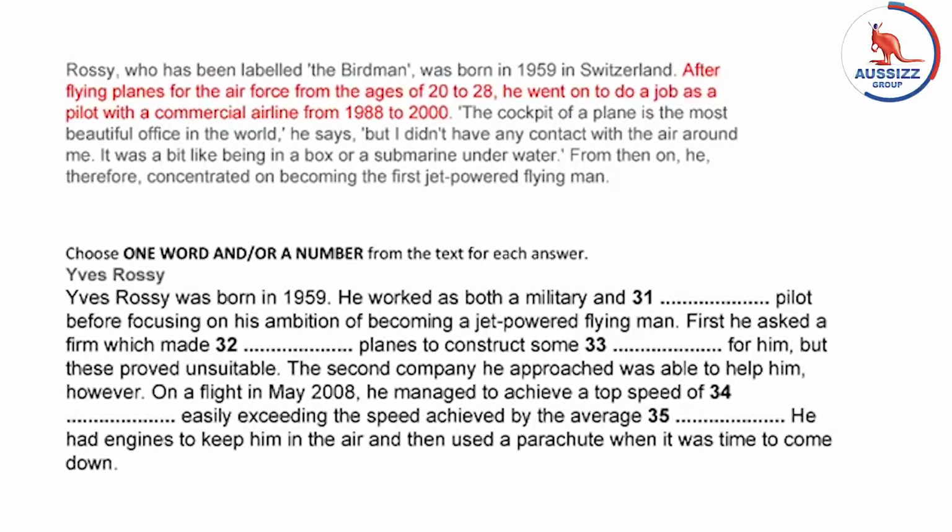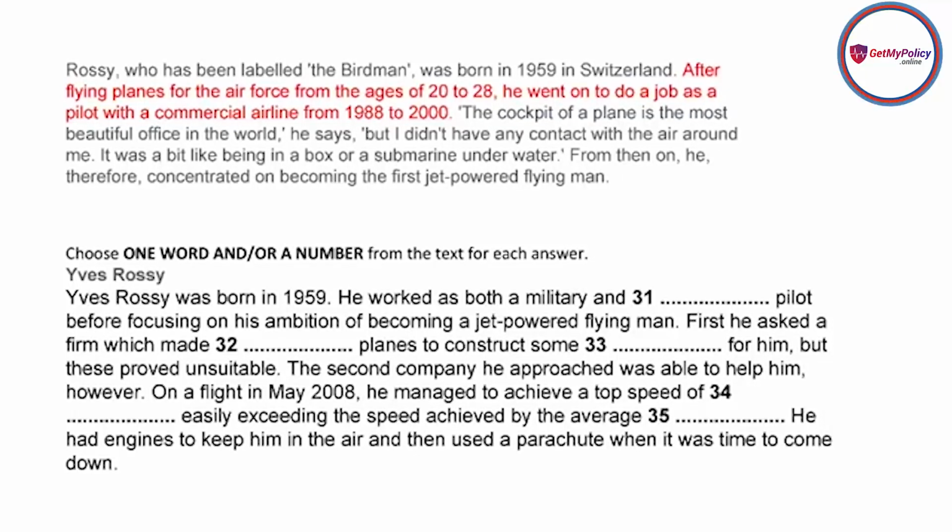Now you have to search, reading the first line: Rosie was born in 1959. Everything from the question to the paragraph will come as paraphrases, the synonyms of the sentences. In the paragraph, you first need to find 1959. After getting 1959, now read: he worked as both a military and dash pilot before focusing on his ambition of becoming a jet-powered flying man.